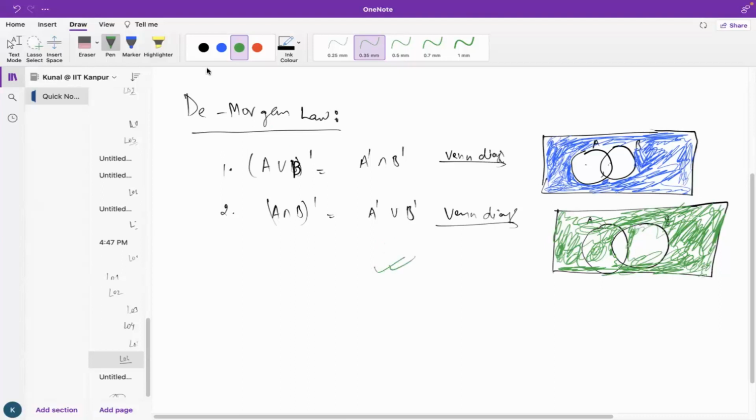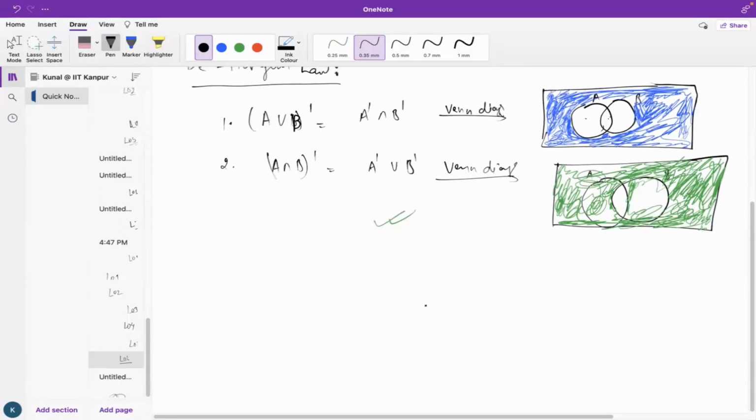Now let's solve some problems based on two events using Venn diagrams. So let's start, and let's start by writing the question.